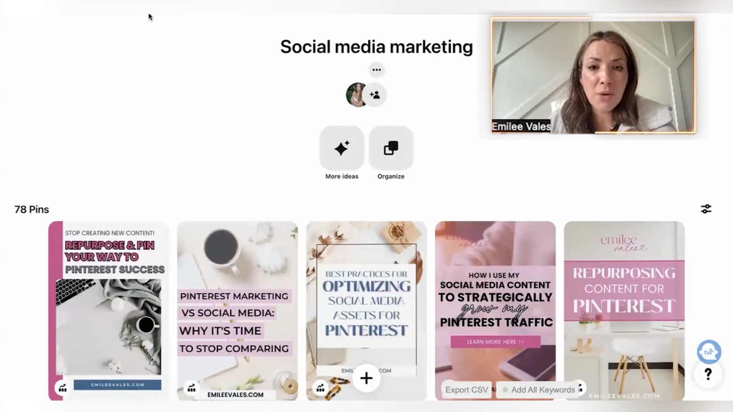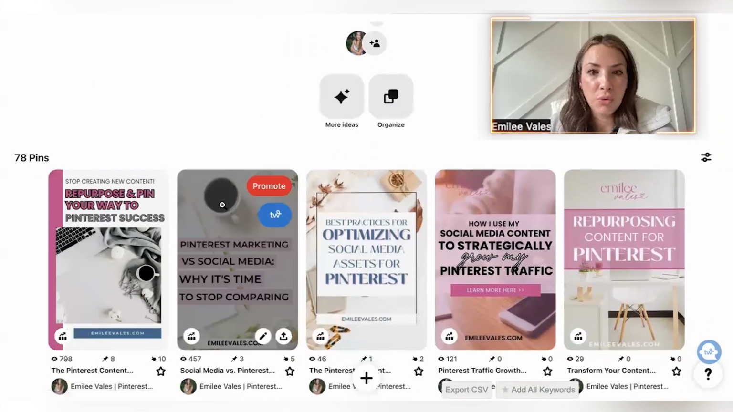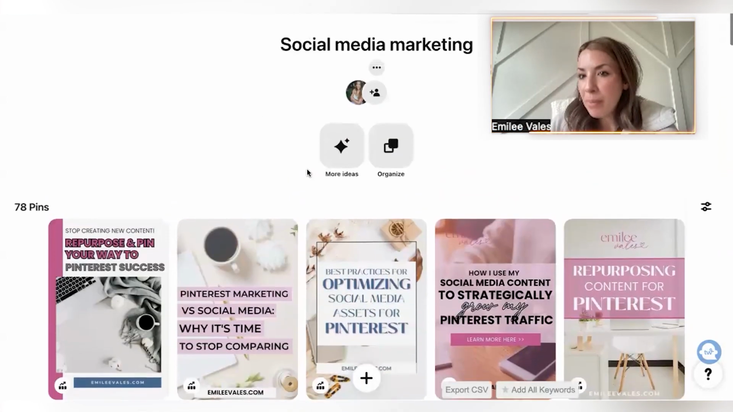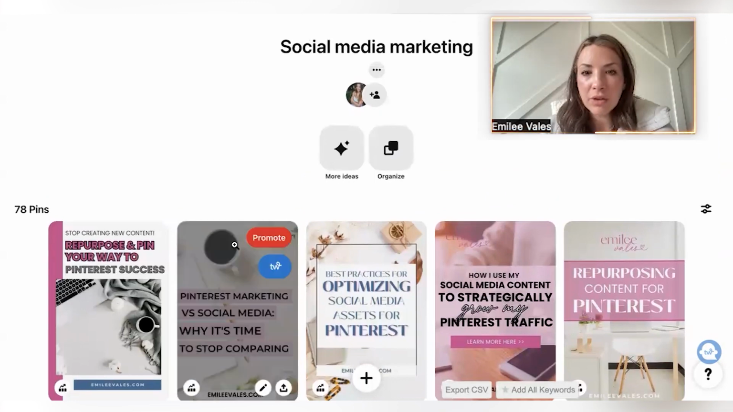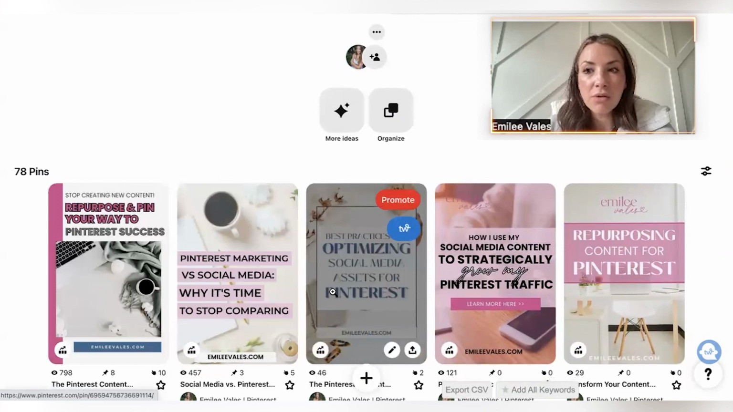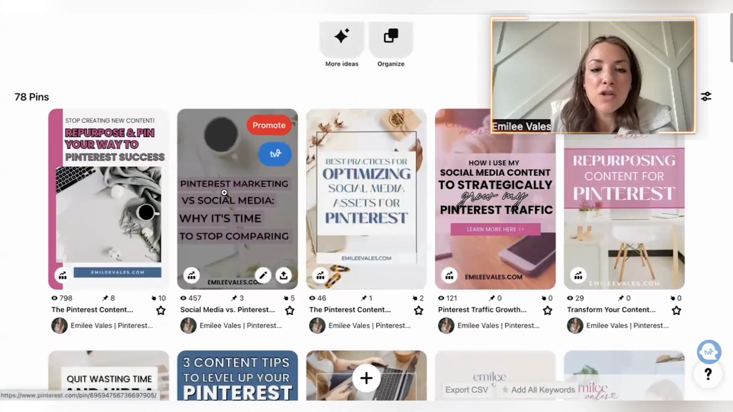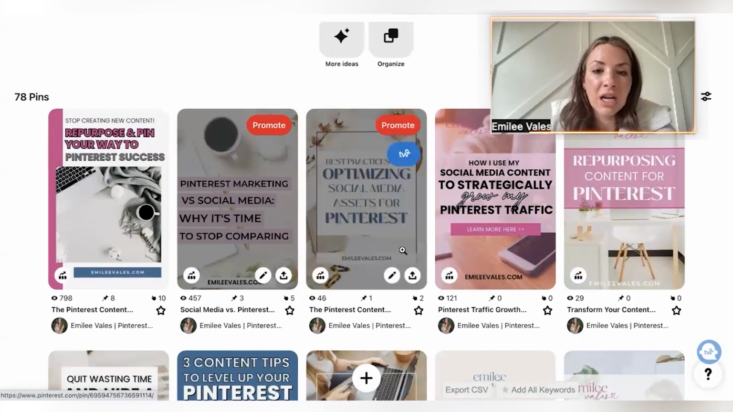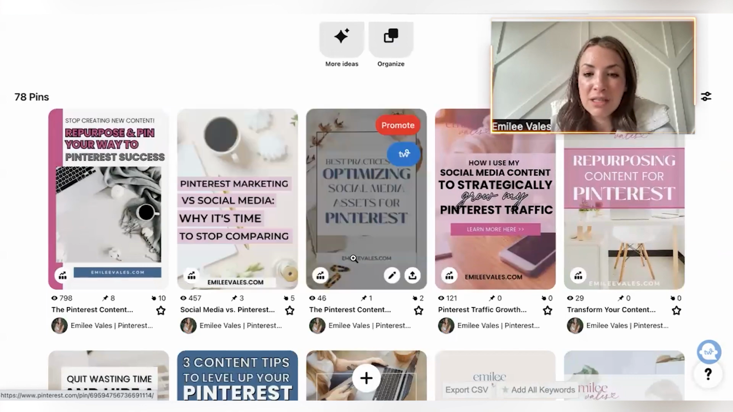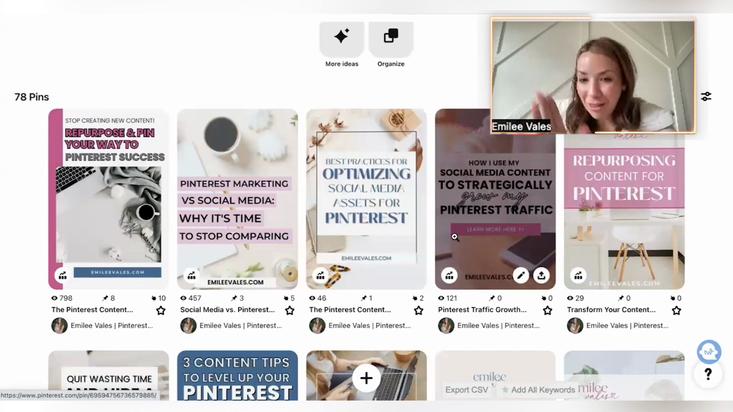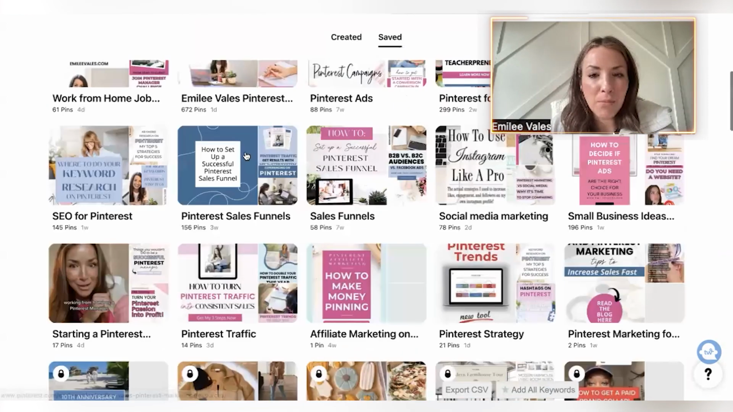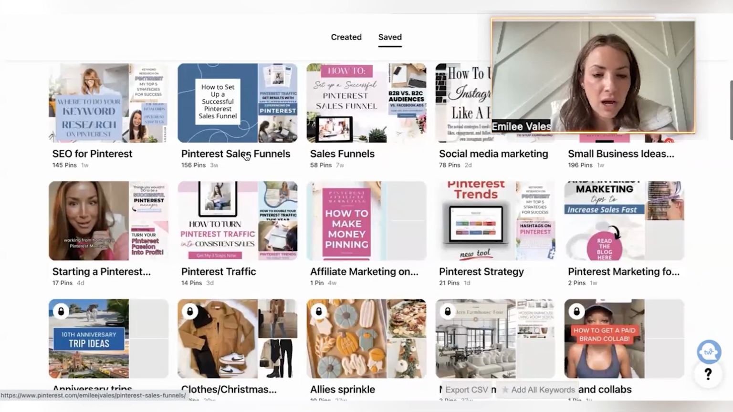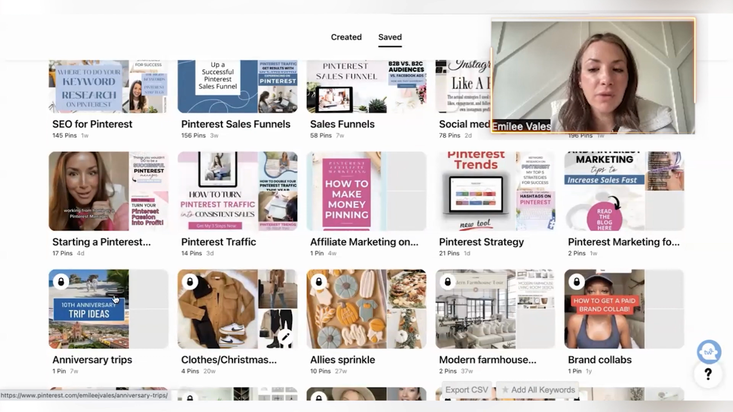So this would be another one where I'd write down whatever I need to do in order to optimize this board. And I'm also paying attention to, are my pins relevant? Am I pinning randomly? Are the pins for the specific board appropriate? So Pinterest marketing versus social media marketing, best practices for optimizing social media assets for Pinterest. All of these are checking yes. So I could assess what's on this board a bit more, but also for the sake of time, I'm just kind of giving you an overview here.